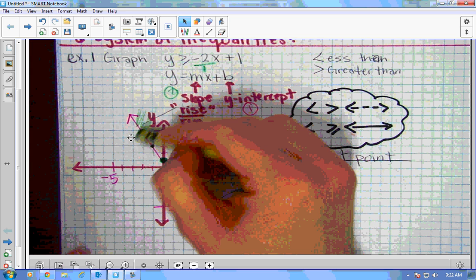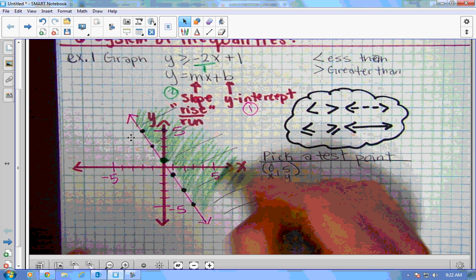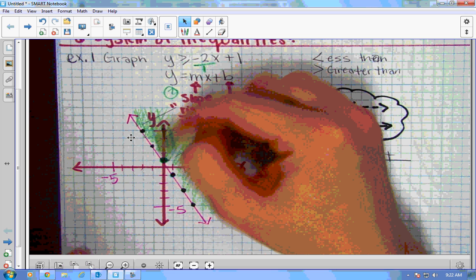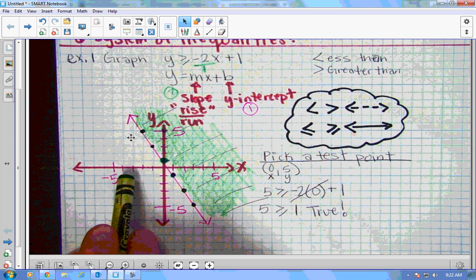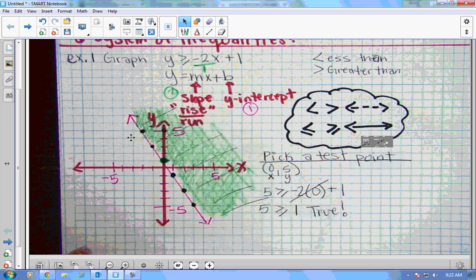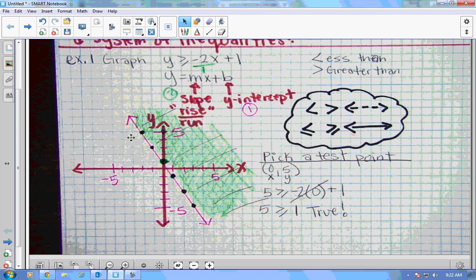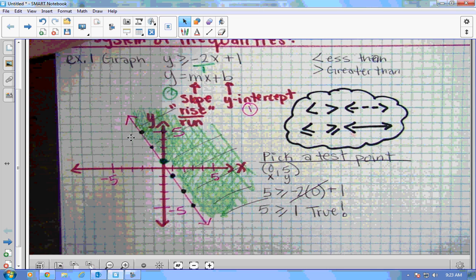So everything on this side of the line is true. We could pick any point in this green shaded area and it would always work out to be true. If I pick a point over here on the non-shaded side, you get a false statement. So you don't shade the false statement side, you shade the true statement side. Okay? So that's a linear. Let's look at a different kind.